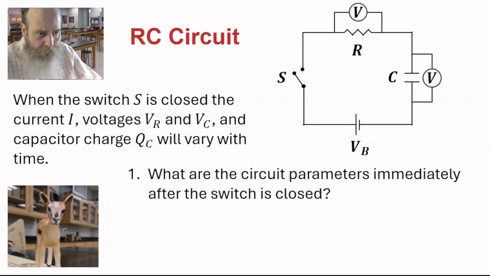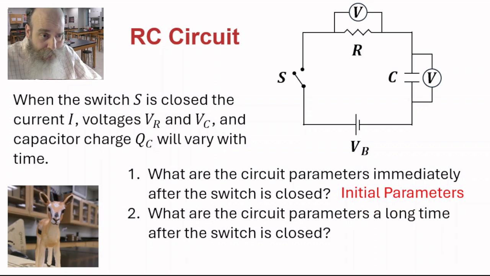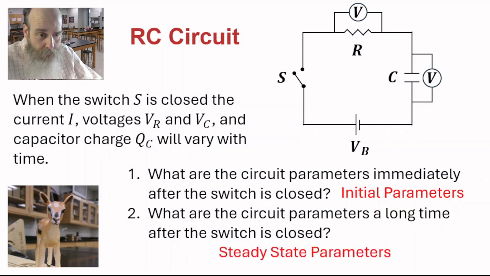What we will consider today is the circuit parameters, the values of those parameters, immediately after the switch is closed. Those are called the initial parameters. And then we will look at the circuit parameters a long time after the switch is closed. And those are called the steady state parameters. Let's look at the circuit which we built.